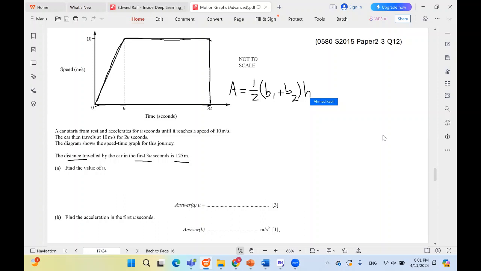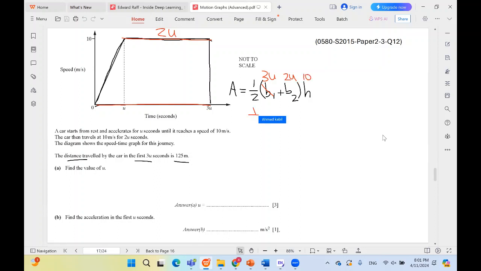So B1 here would be 3u. Excuse me, this is the bottom base, I mean. This distance here is 3u. And then for the top base, this would be 3u minus u, which would be 2u. So 3u plus 2u. And then the height would be 10, as given on the graph.